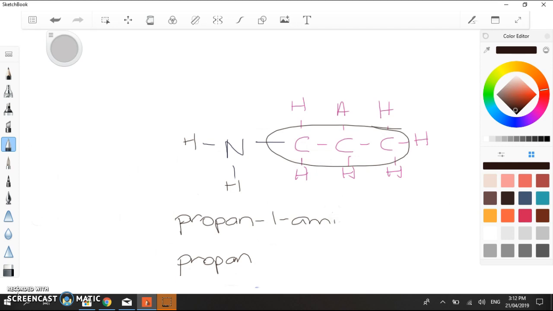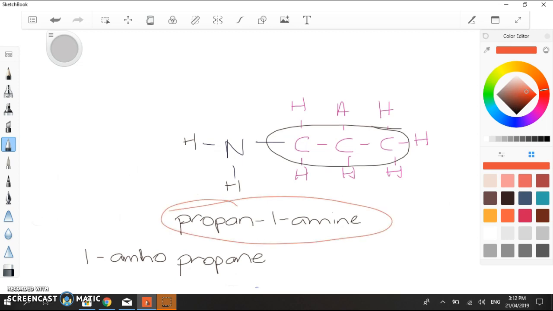So the two ways we could do it: propan-1-amine, so it is a propane chain and there is an amine group on carbon 1, or 1-aminopropane. So you can think of the amino as a side chain. Both of those are acceptable at NCEA, although the top one is actually the IUPAC approved name. I don't know why they allow the second one, but they do. We're not going to go there.